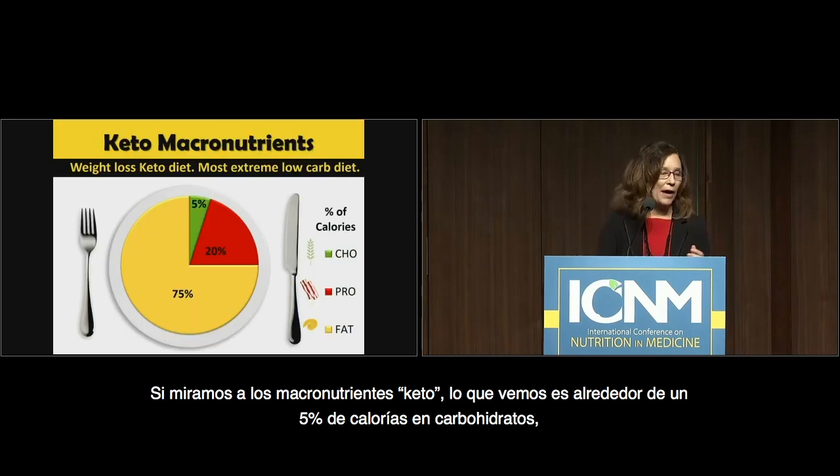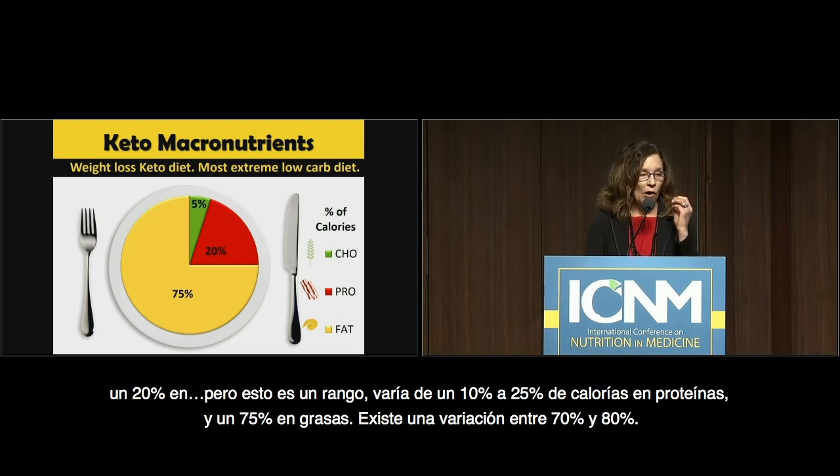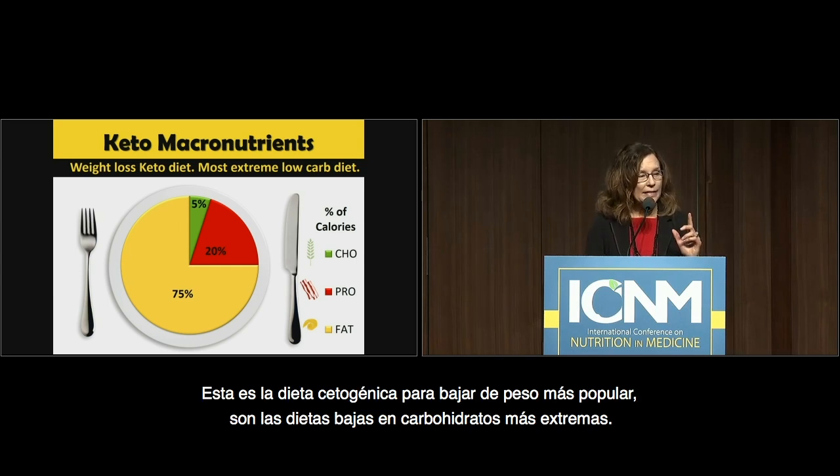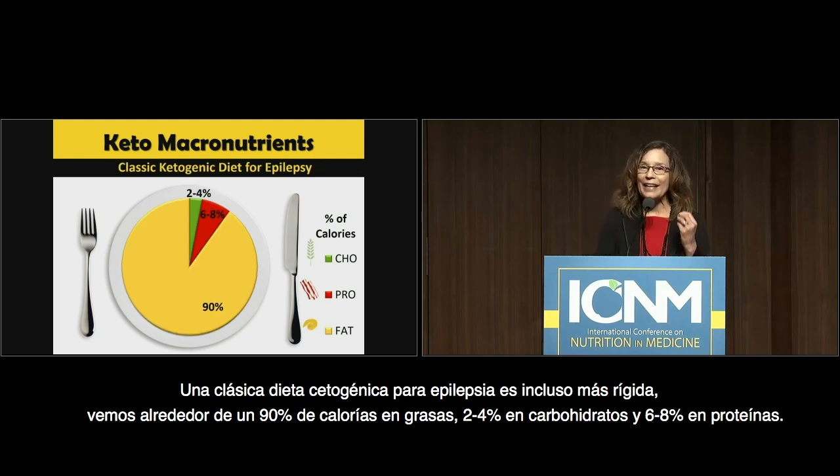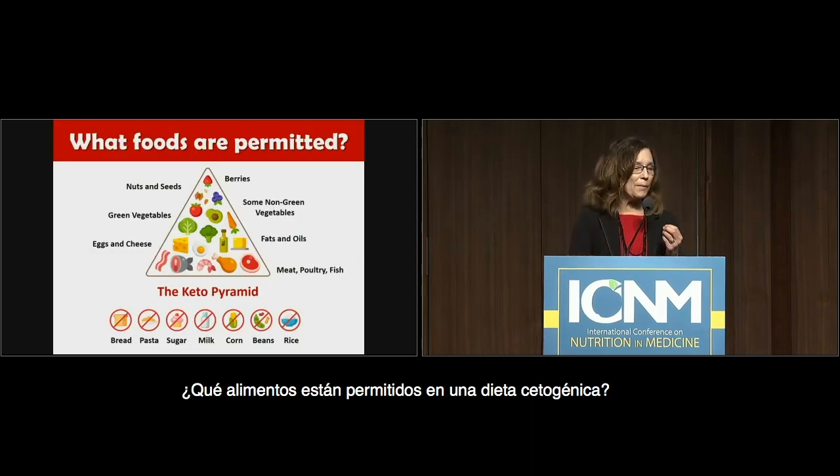So if we look at keto macronutrients, we're looking at about 5% of calories from carbs, about 20% from protein, and this ranges probably 10 to 25%, and about 75% on average from fat. We see a range of about 70 to 80, and this is actually the popular keto weight loss diet. These are the most extreme of all low-carb diets. Now, a classic ketogenic diet for epilepsy is even more rigid. So you're looking at about 90% of calories from fat, about 2 to 4% from carbohydrate, and about 6 to 8% from protein.